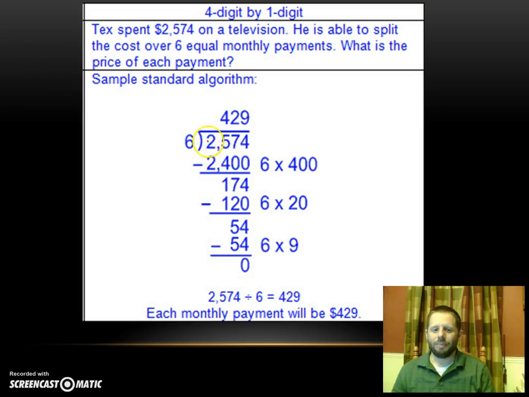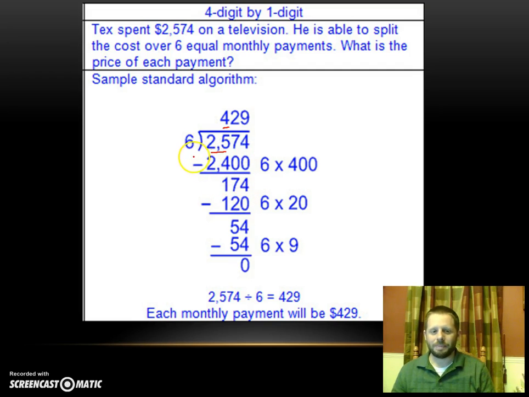Now, using standard algorithm, you would have said, okay, well, 6 can't go into 2, so how many times will 6 go into 25? And that would have told you it's 4 times. But again, based on the place value, that's really 400, not just 4, because it's in the hundreds place here. So you subtract the 2,400 from the 2,574, telling you you still have 174 left to go. And again, using standard algorithm, you subtracted 24 from 25, got 1, you brought down the 7.